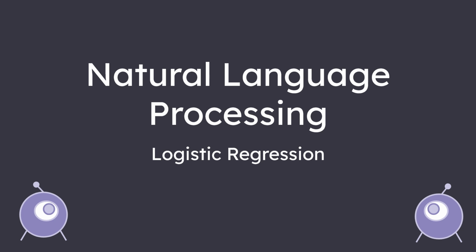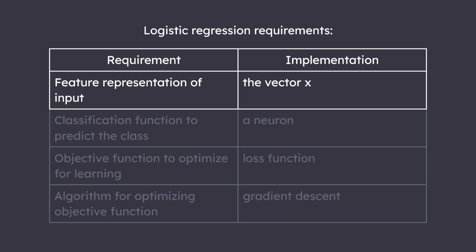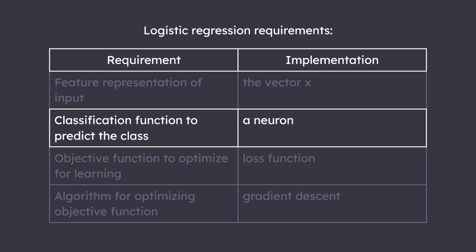In this video, we will go over how to train logistic regression. To implement logistic regression, there are a few requirements that need to be met. We've seen how we can represent an input as a vector of features. We've seen how the function of a neuron can be used as a classification function to calculate the probability of a certain label, and how a decision boundary can help us determine the predicted class based on that probability.